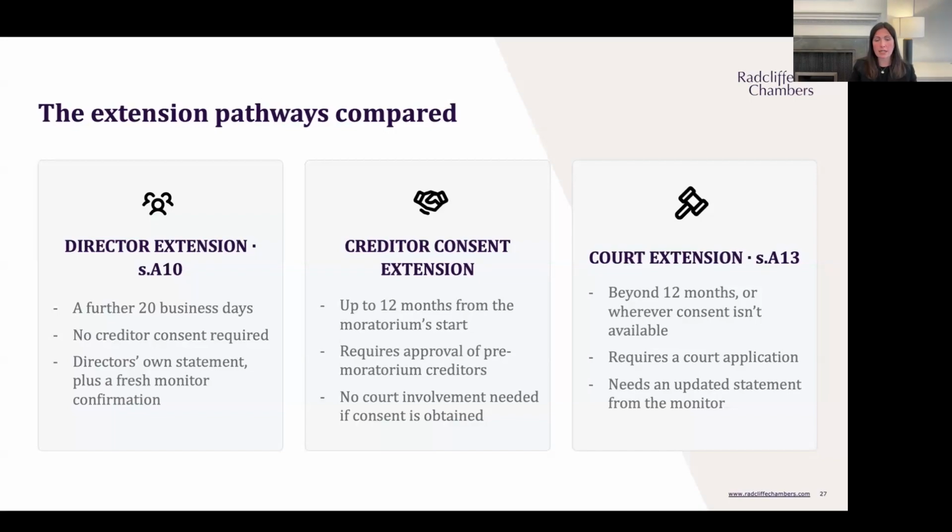The creditor consent extension, as I mentioned, you can get up to 12 months from the outset. You need the approval of pre-moratorium creditors, but there's no court involvement. If consent is obtained, you just file the documents at court again. The things that I tend to be involved in, of course, by their nature, are the court applications at Section A13. That's beyond 12 months on creditor consent, or it's very unlikely to happen in practice, certainly not very commonly, wherever consent isn't available. Although the court does, on a Section A13 application, have to consider the interests of the unsecured creditors, the pre-moratorium creditors.